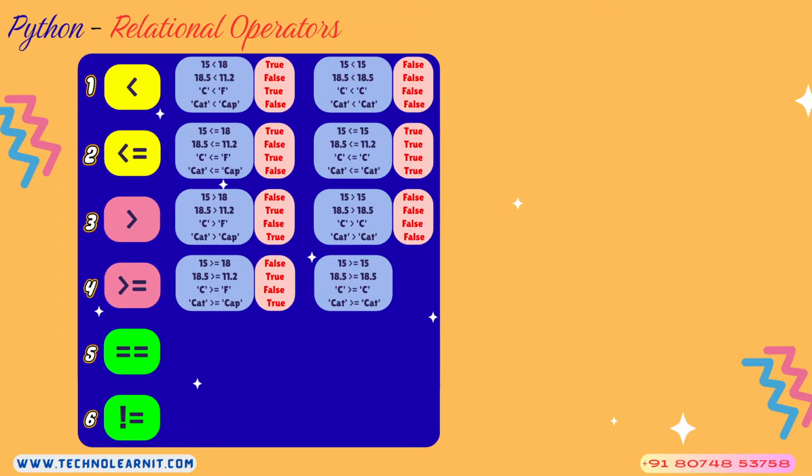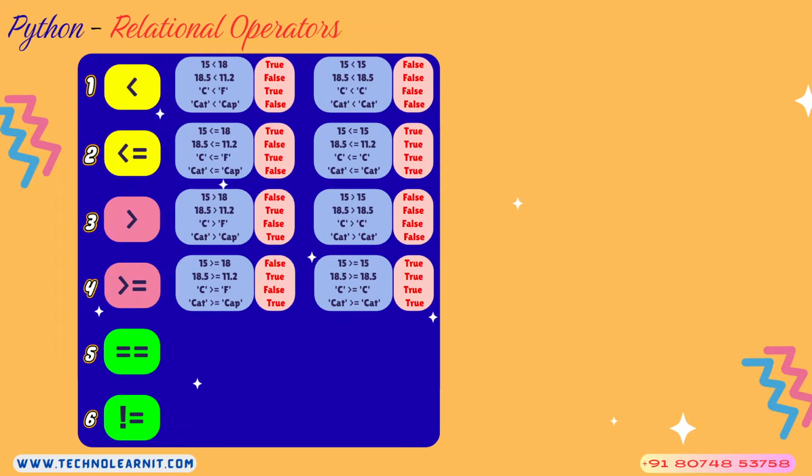Similarly, you can apply the greater than or equal to operator between the same numbers. So 15 greater than or equal to 15 is true. 18.5 greater than or equal to 18.5 is again true. The string C greater than or equal to string C is also true. The condition string cat greater than or equal to string cat is also going to be true.